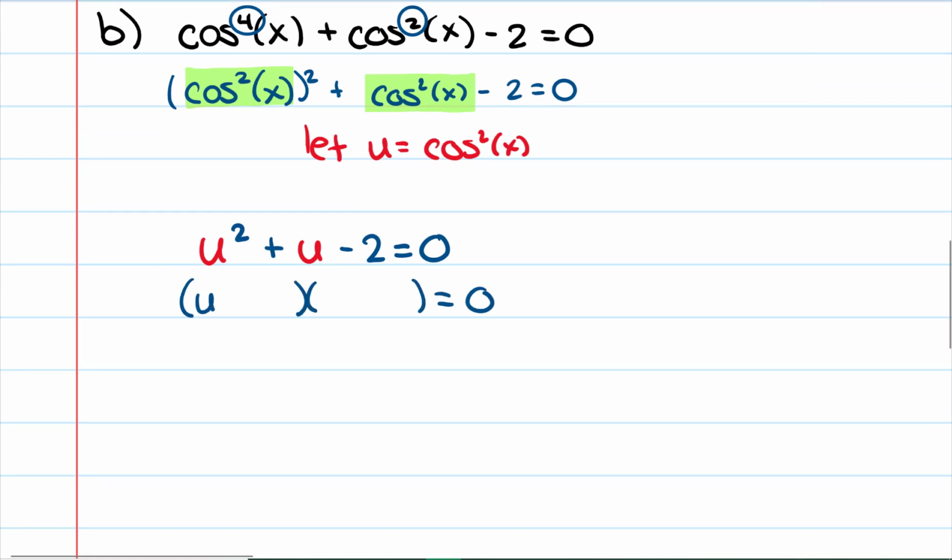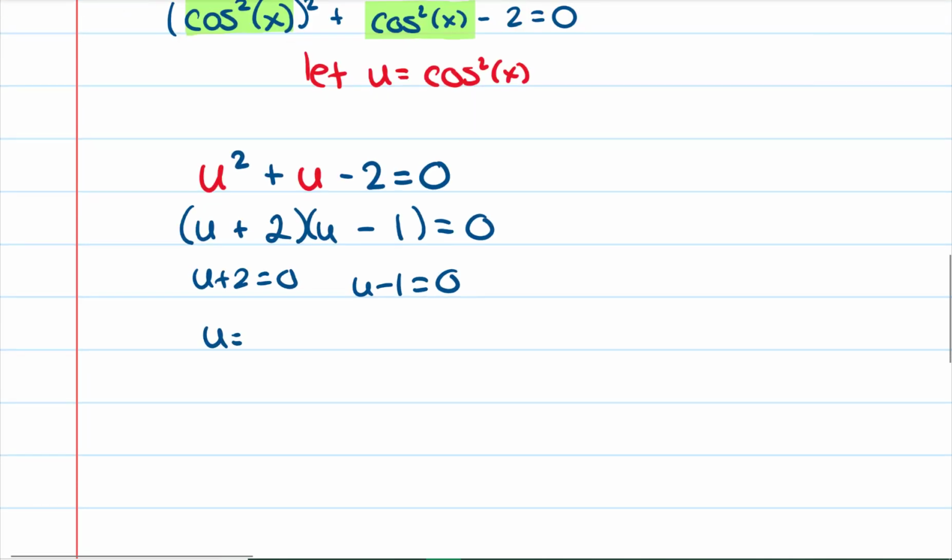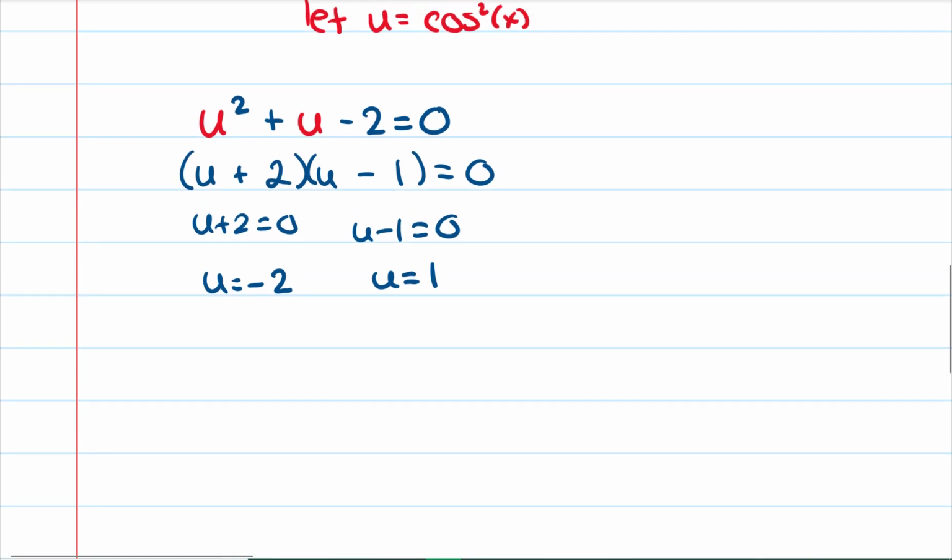So to get u squared, it's u and u. To get a 2, it's 2 and 1. My 2 is positive, my 1's negative. And you're going to now do u plus 2 equals 0, and u minus 1 equals 0. Solve it for u, and you get u equals negative 2, and u is equal to 1. So now we need to put back our substitution.